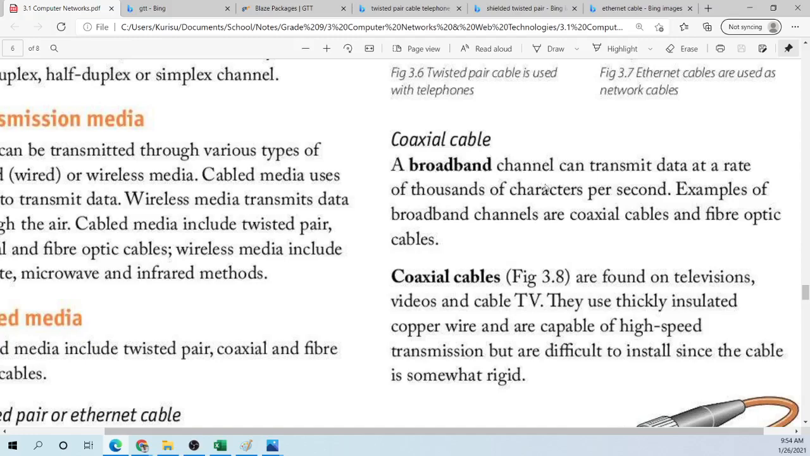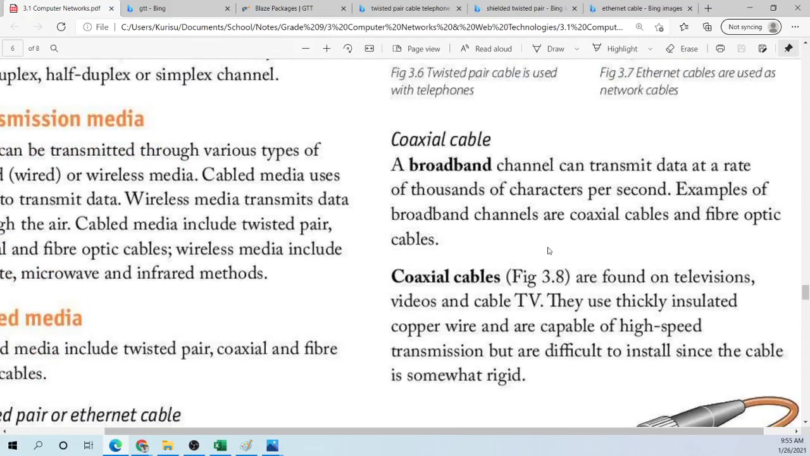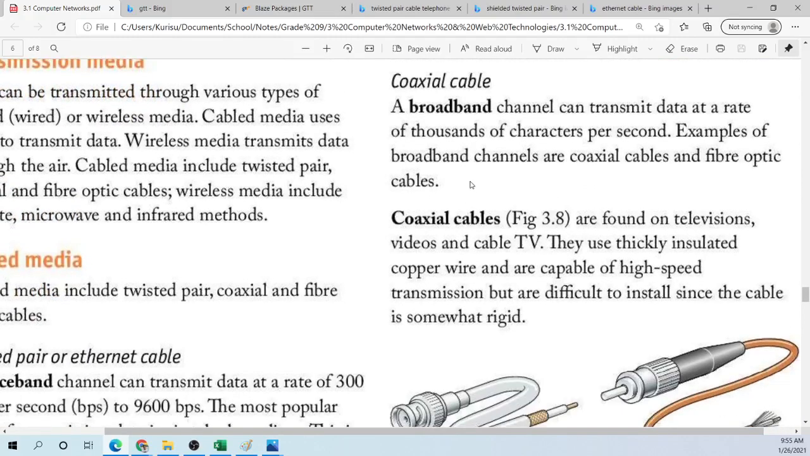Now, because it allows different types of data, it basically has more speed. So that is why a broadband connection is what is being used today, because we need more speed. Now, examples of those broadband is going to be your coaxial cables, fiber optic cables, and even your Ethernet cable. So those are all using the broadband technology.